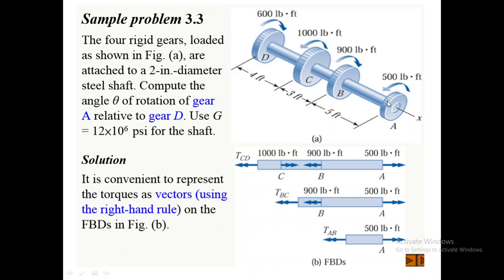So you can see here torque applied here, here and here. So the angle of twist will be different here, and the angle of twist will be different at this portion. So it's asking you to calculate the angle of twist with respect to gear D, and the rigidity modulus of the shaft is given, and diameter of the shaft is given. So only these data are given. Diameter is given, length is given, and the rigidity modulus of the shaft is given. We have to calculate the angle of twist here.